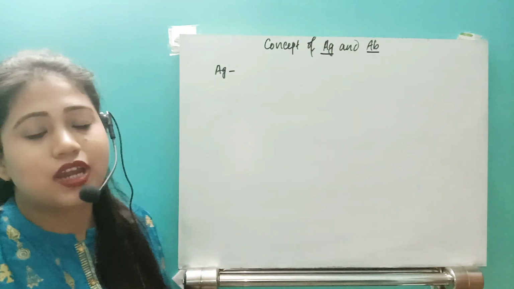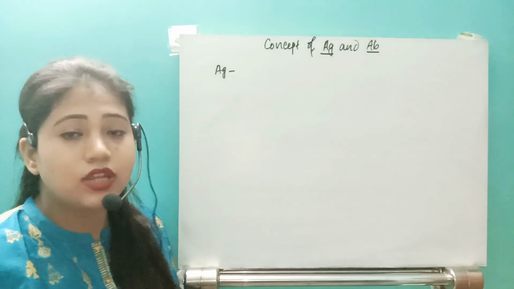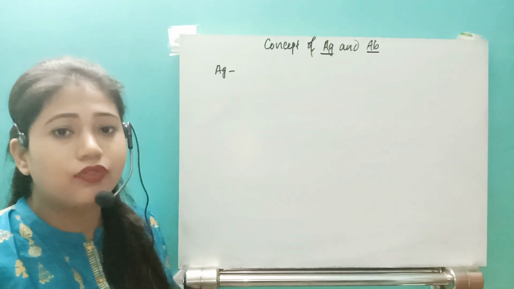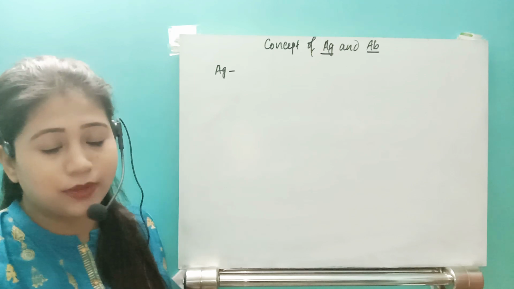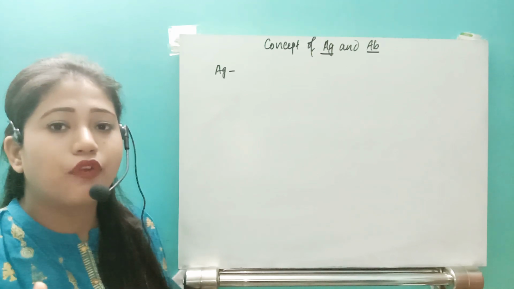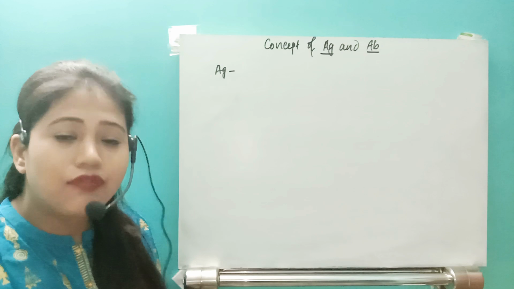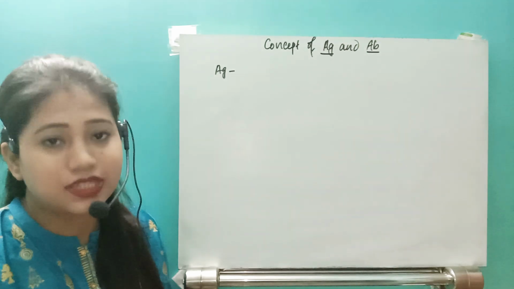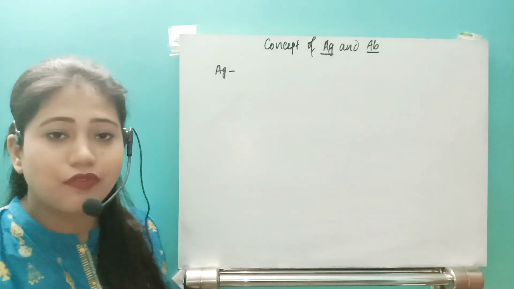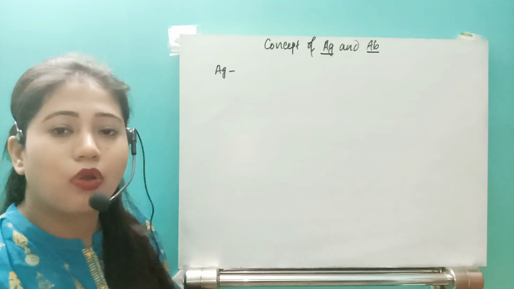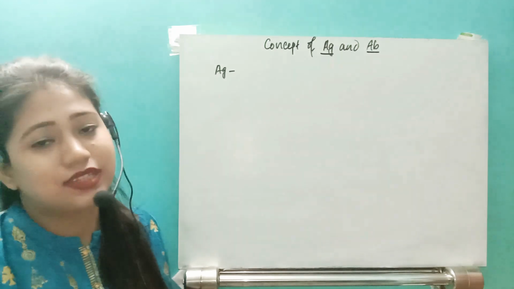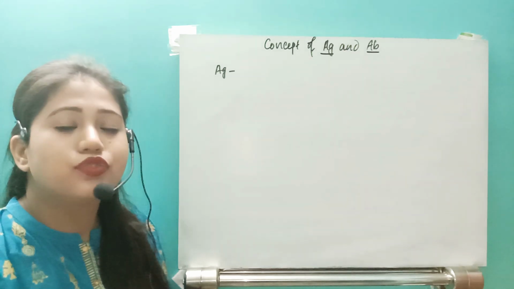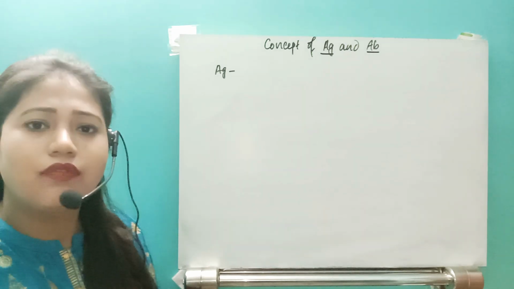So antigens are any type of foreign particle which is capable of inducing our immune system to produce the antibody. So due to the entry of all those foreign particles, if our immune system produces antibody against that foreign particle, then that foreign particle that has invaded is known as antigen. Okay, so the antigens can be of anything.